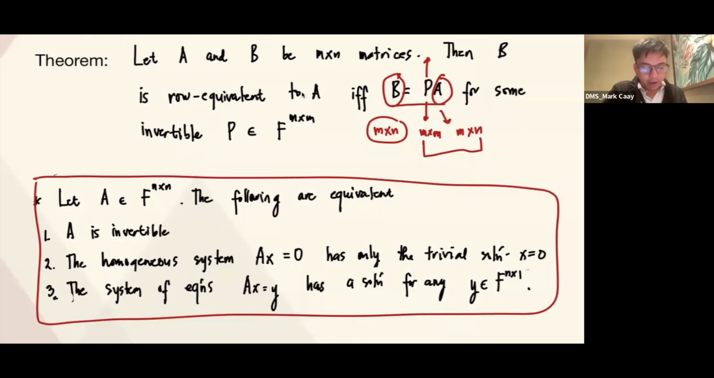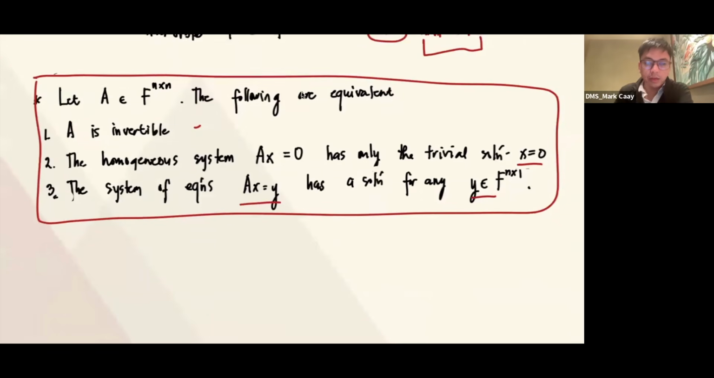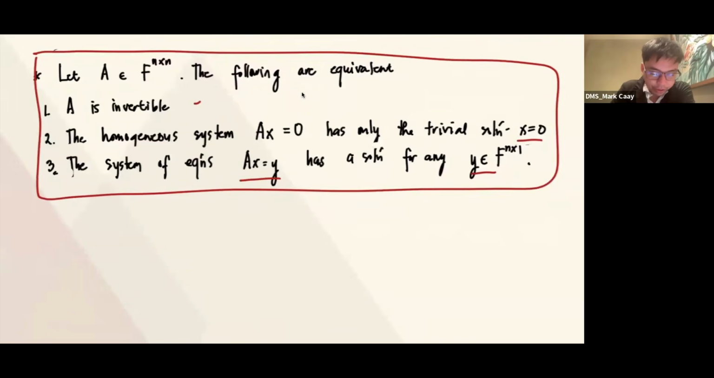Now, let's say you have A, an N by N matrix. The following are equivalent. Number one, A is invertible. Number two, the homogeneous system AX equals 0 has only the trivial solution X equals 0. And number three, the system of equations AX equals Y has a solution for any Y. Okay, so how do we prove that? I will show you the draft of the proof. Now, let's focus on number two.